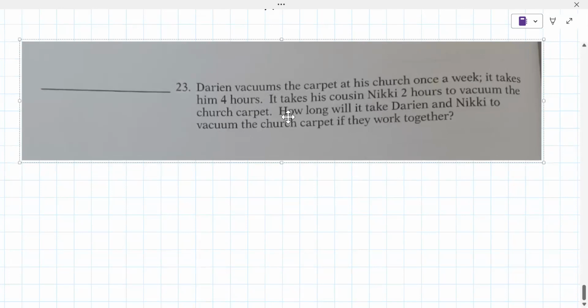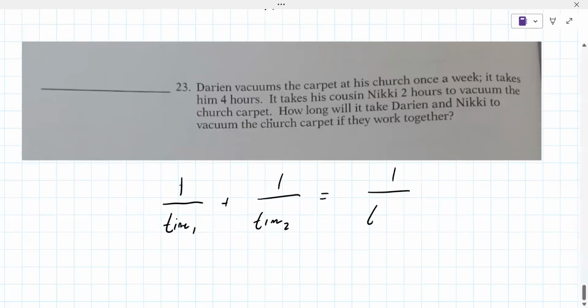And so the idea is that many hands make light work. You know, if you got more people doing something, it gets faster. So the formula is 1 over the time for the first person to do it plus 1 over the time for the second person to do it equals 1 over the time for them to do it together.